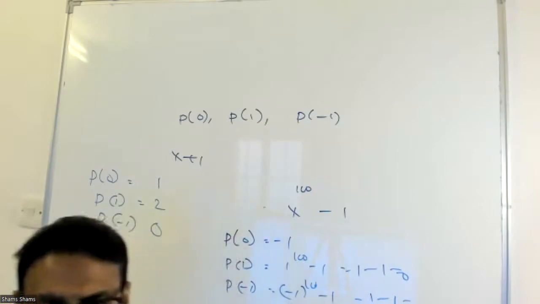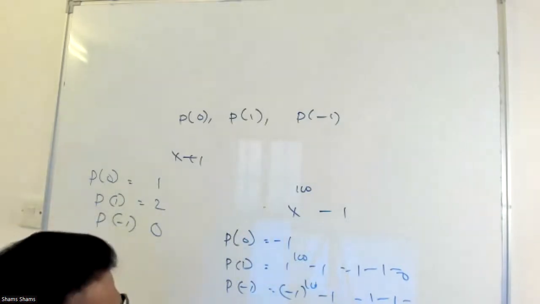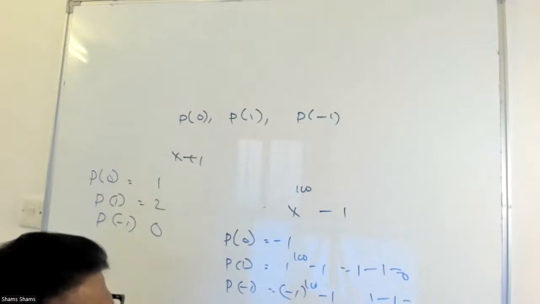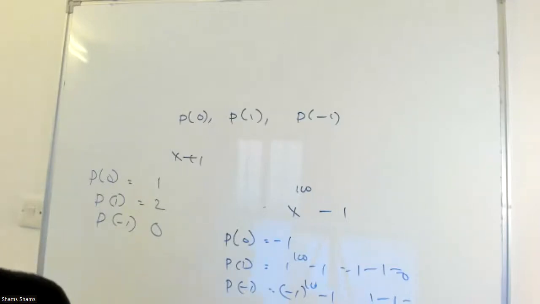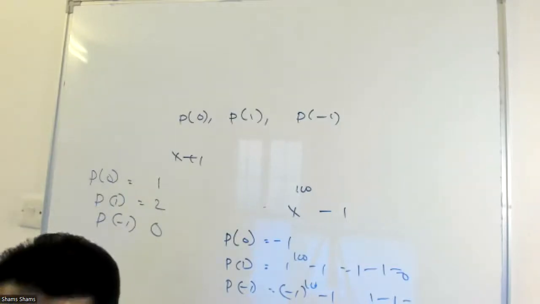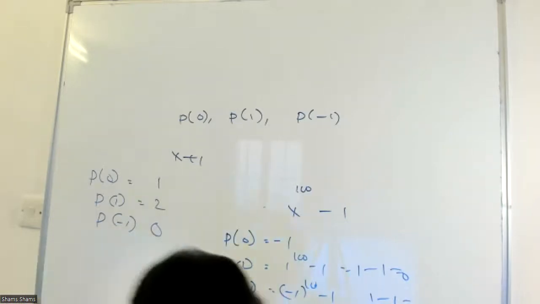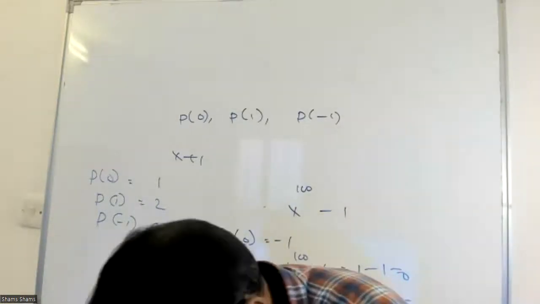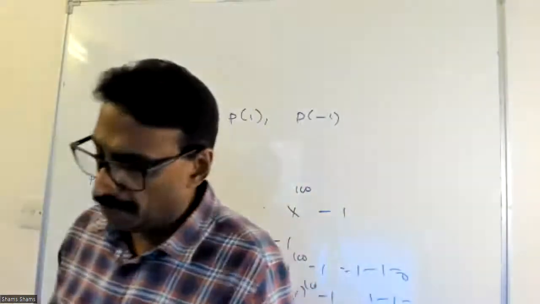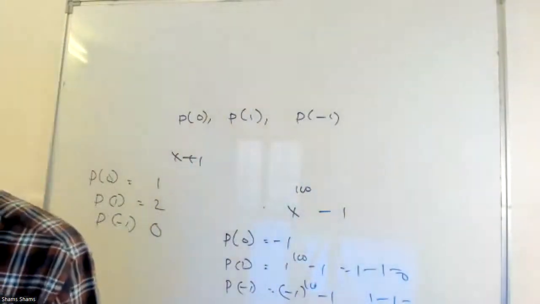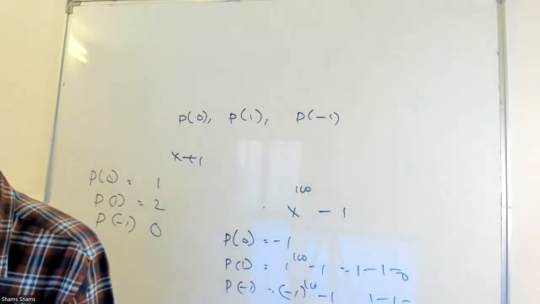Okay, Jyothish, P of minus 1 is 0 only. Okay. Yes, sir. Because minus 1 raised to 100 is positive 1. Minus 1 raised to 101 is negative. Okay. Yes, sir. Minus 1 raised to an odd number is negative, an even number is positive. Okay, next.